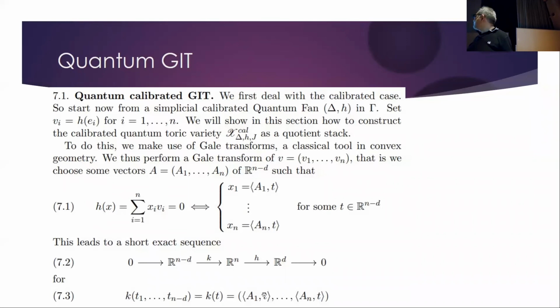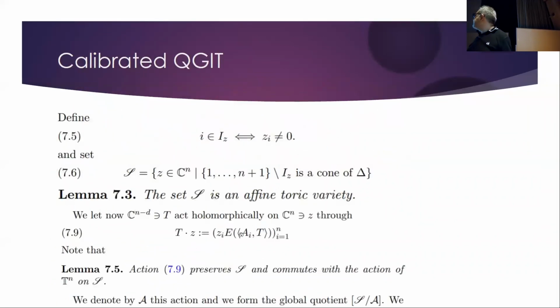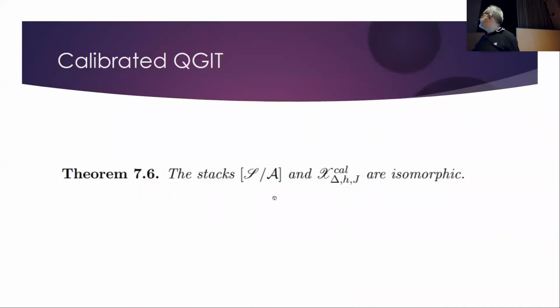And A produces an action on S, a good action on S. The Gale transform of H produces this action on S. And then you have that S modded out by the Gale transform action is the same as the stack given by these charts that I described. So this is a way to define the stack without the charts, just at once.